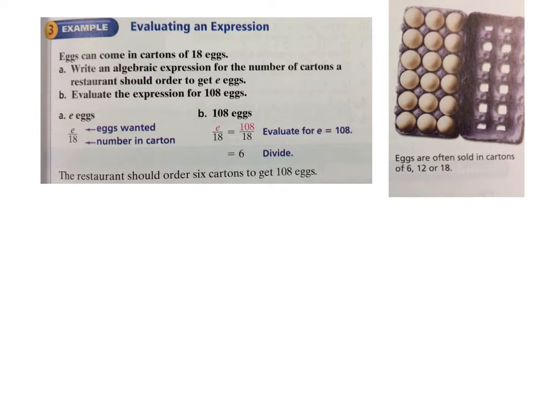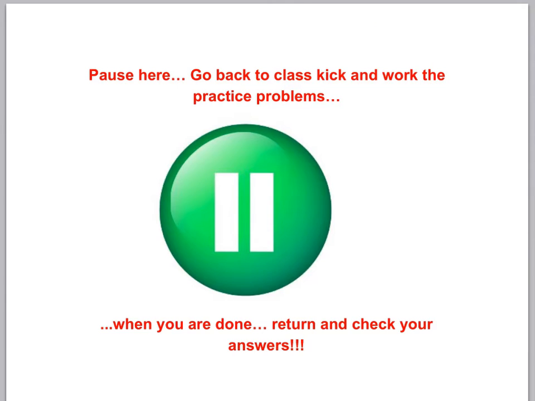Alrighty, so here, evaluating an expression. Eggs come in cartons of 18 eggs. Write an algebraic expression for the number of cartons a restaurant should order to get E eggs. So you take the number of eggs that you want divided by 18. That's the expression we're looking for. And we said evaluate the expression for 108. So 108 divided by 18, 6 cartons is what should be ordered. Alrighty, your turn. Go into Class Kick and work one.